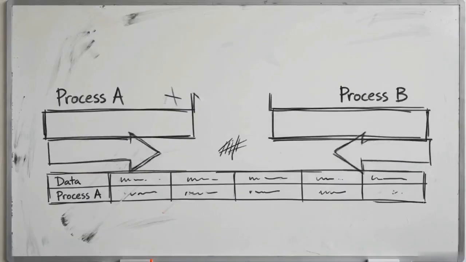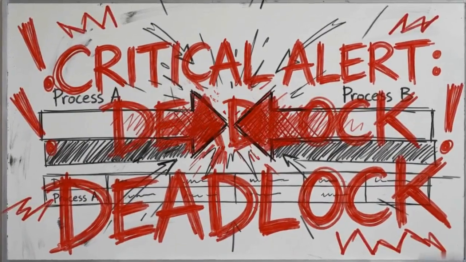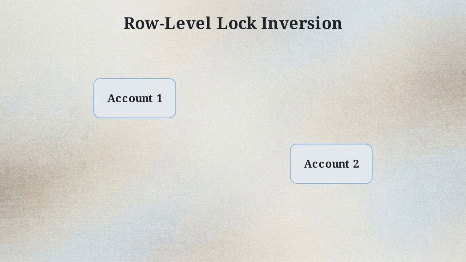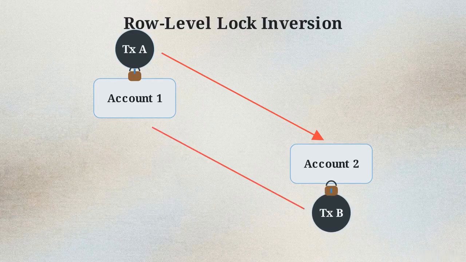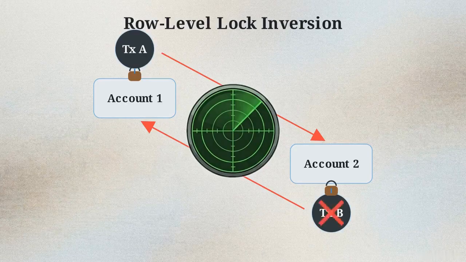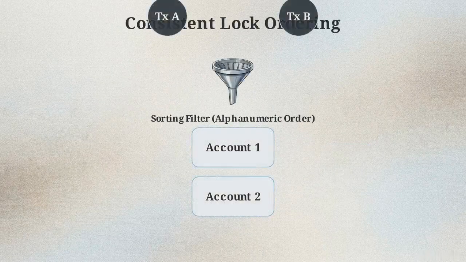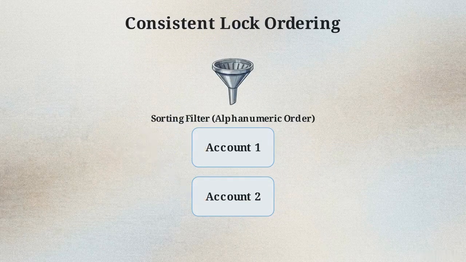In high concurrency environments processing thousands of transfers per second, the ultimate structural threat to your system is the database deadlock. This flowchart demonstrates row-level lock inversion. Transaction A locks account 1 and waits for account 2. Simultaneously, transaction B locks account 2 and waits for account 1. The database's automatic deadlock detector will eventually intervene, terminating a transaction and causing application-level failures. The architectural fix is to consistently sort account IDs in ascending alphanumeric order before acquiring row locks.